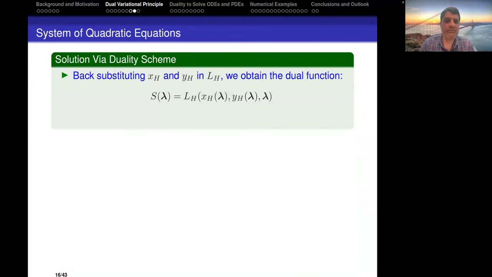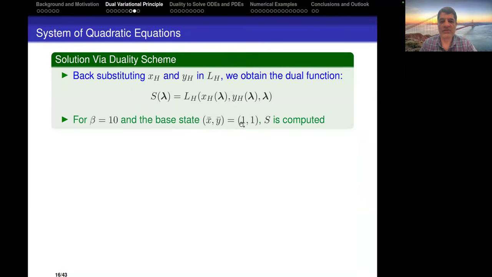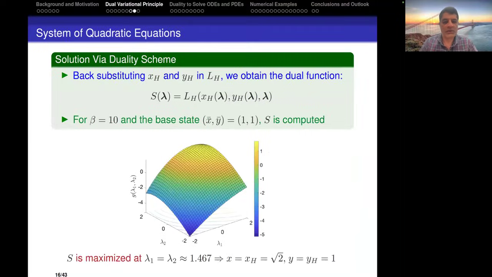So I back substitute that to form my S in this case. And notice now that for S, I just choose beta equal to 10. So I moved it far away from the origin, so to speak. And I pick one of the solutions as my base state, but I don't pick the exact solution. I pick one value which is exact, and y is the right value, but the other is off. It should be root 2 as the solution. And I say, okay, let me compute S. And then I actually show the plot. Here's the plot of S, if you want to see.